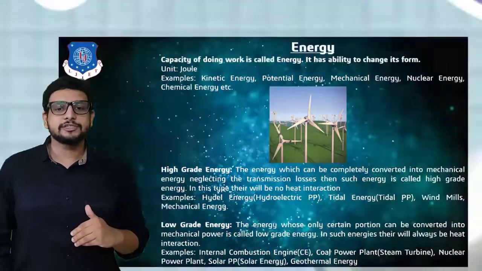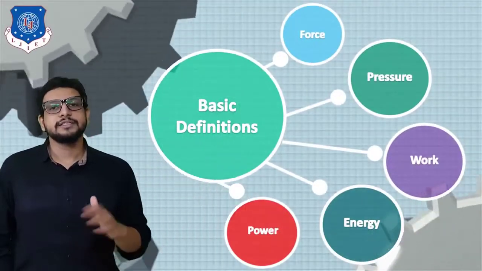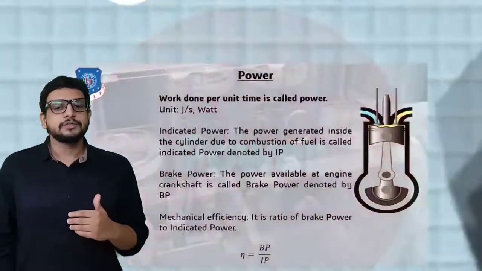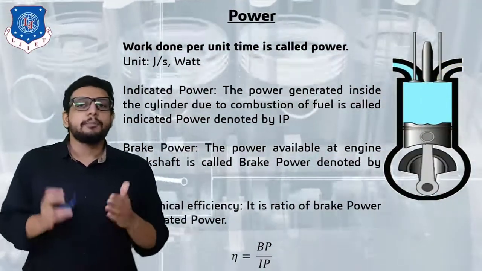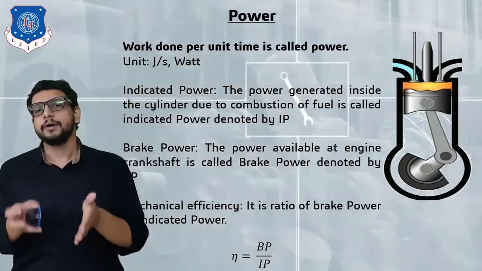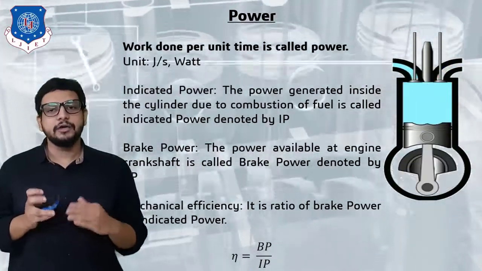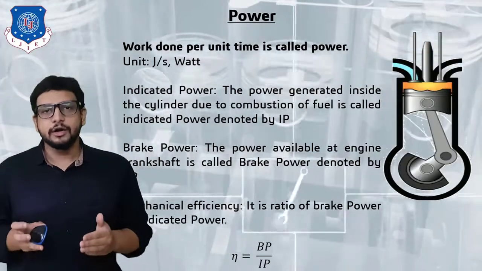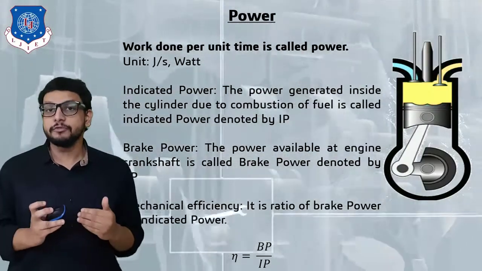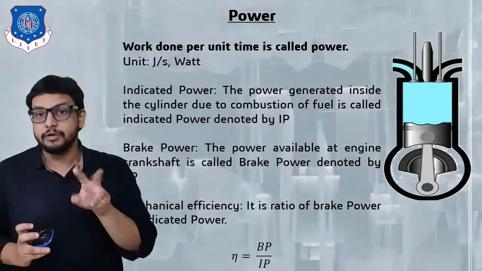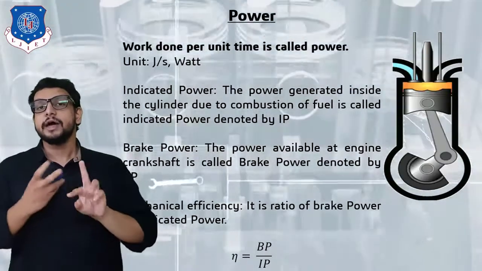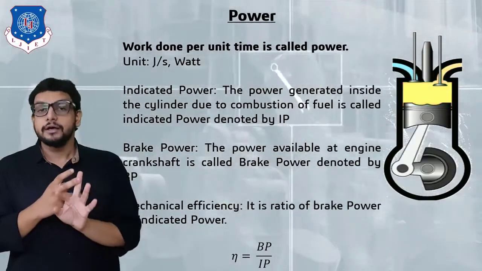Okay, now let's see our next topic, that is, what is power. We know the basic definition of power: power is work done per unit time. Its unit is joule per second, or it is also called a watt. Now what new are we going to see in this term? We are going to study two types of power. The first type is the indicated power, and the second type is called the brake power.